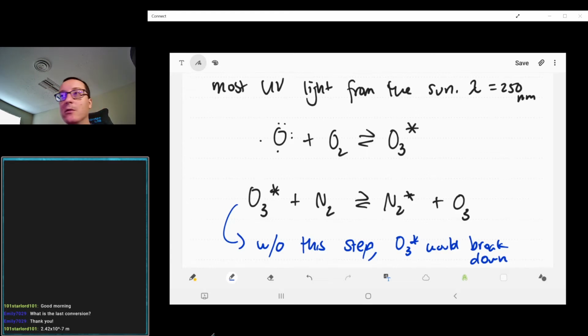And so we're going to see that in different layers of the atmosphere where we don't have a lot of molecules nearby, we're not going to have a lot of ozone formation.